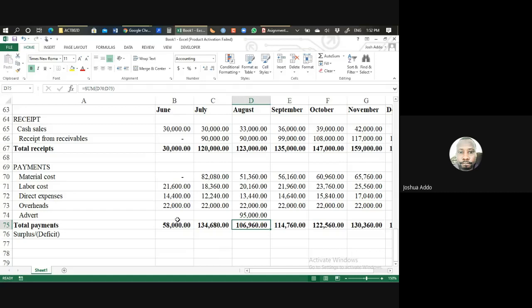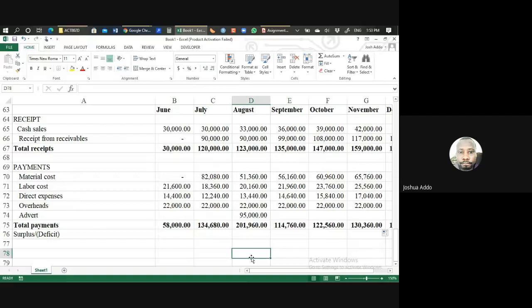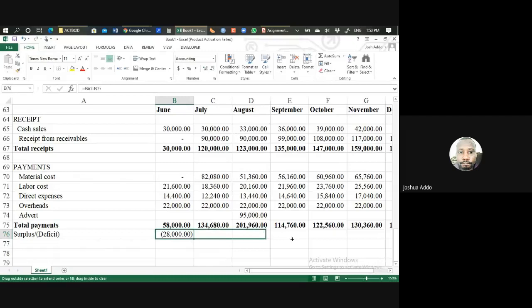Okay, so let me check the formula. Let me extend the formula to here, update the formula, and then we can do this. Okay, good. So now we have our total expenses against our total income. So we are going to calculate surplus for the period, or deficit if any, equal to total receipts minus total payments. So we have a deficit. The deficit is in parentheses. And then we drag for the rest of the periods.